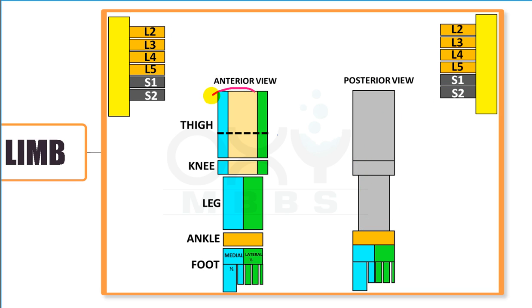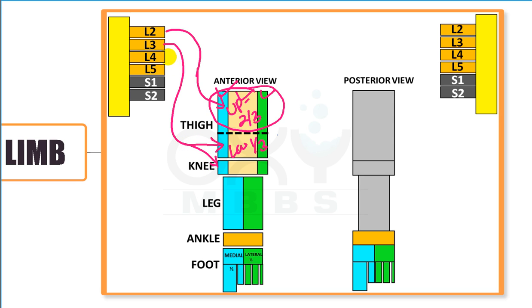Now this one is the upper 2/3 of the thigh and this one is the lower 1/3 of the thigh. So this L2 nerve supplies the upper 2/3 of the thigh, anterior, lateral and medial all, okay. And this L3 is related to lower 1/3 of the thigh. And L3 is also related to this knee. L4 is related to medial side of the leg. L5 is related to lateral side of the leg.